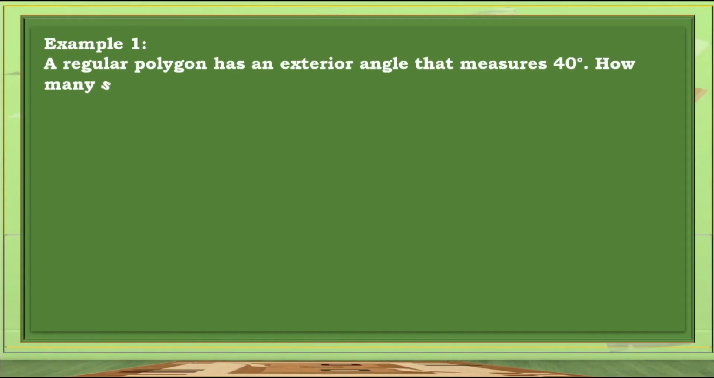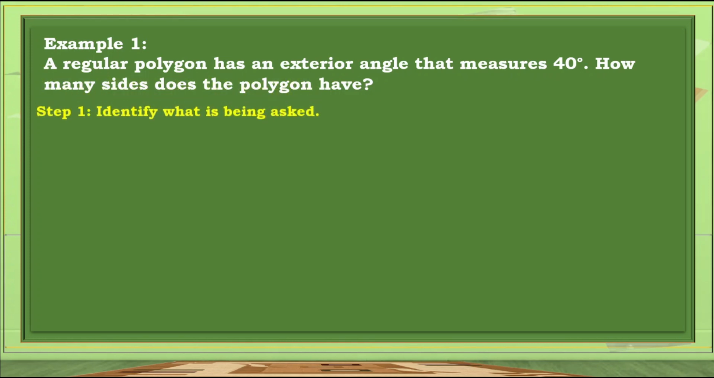Let us have our examples. Example 1. A regular polygon has an exterior angle that measures 40 degrees. How many sides does a polygon have? First, identify what is being asked. The number of sides of the polygon.